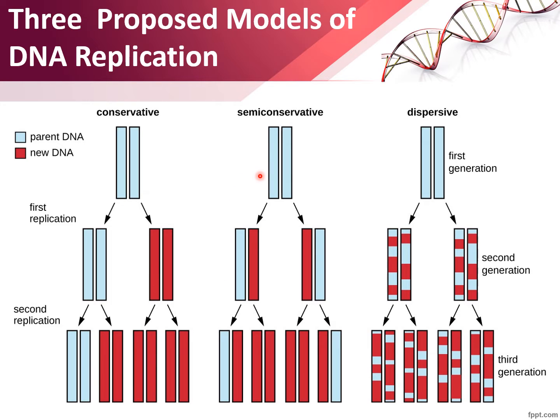In the semi-conservative model, parental strands separated and directed the synthesis of a daughter strand, with each resulting DNA molecule being a hybrid of a parental strand and a daughter strand. In the dispersive model, all resulting DNA strands have regions of double-stranded parental DNA and regions of double-stranded daughter DNA.